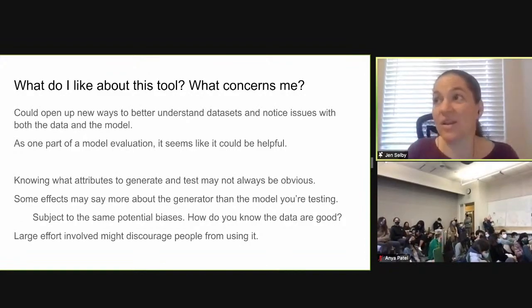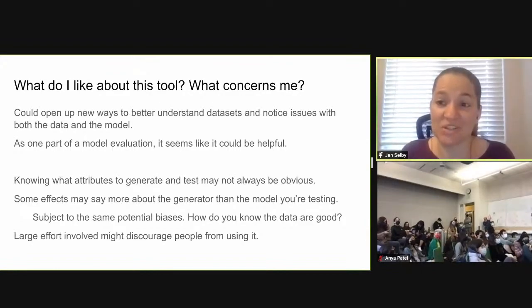And given that one of the big issues within the machine learning field is the lack of diversity of different perspectives, I would worry about there not being somebody who would notice some of the things that you ought to be testing for any particular problem.